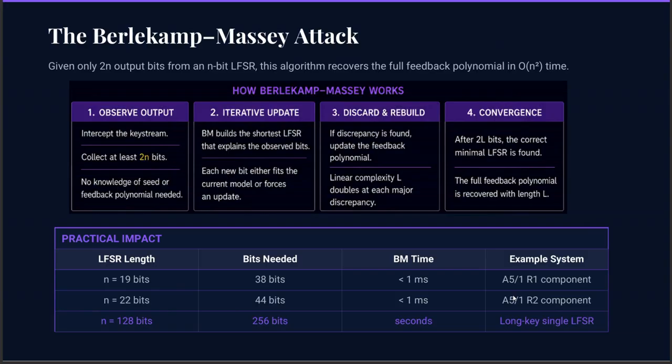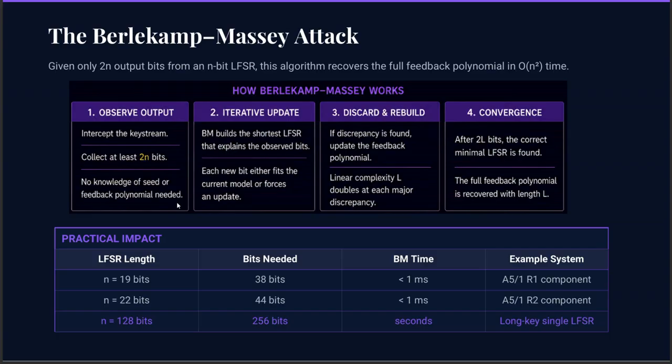Now let us study one of the most famous attacks against LFSR: the Berlekamp-Massey algorithm. This algorithm constructs the shortest LFSR capable of generating an observed output sequence. Let us understand the process step by step. Step 1, the attacker collects the output bits. The attacker does not need the seed, taps, or the polynomial. Only the observed sequence is needed.